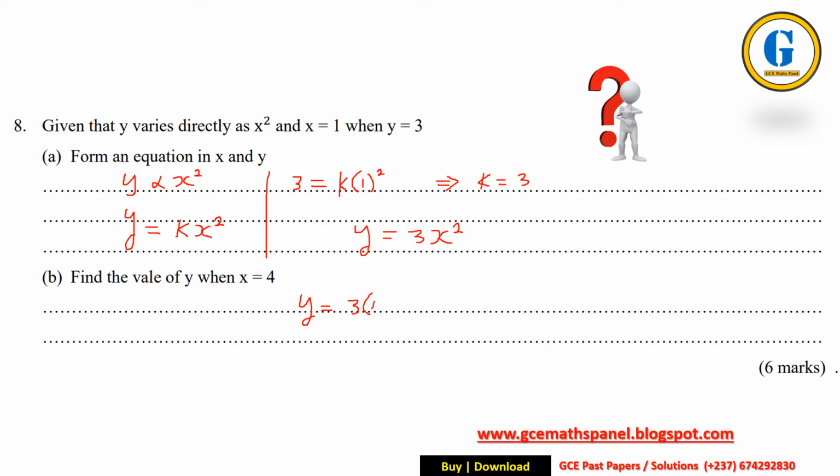Into 4 all squared. And what is 4 squared? 4 squared is not 4 times 2. It's 4 times 4. Because some people say 4 squared, they'll just say 4 times 2, which is 8, and they'll have a wrong answer. So this will give us 3 into 4 squared is 16. 16 times 3, 48. So the value of y is 48.